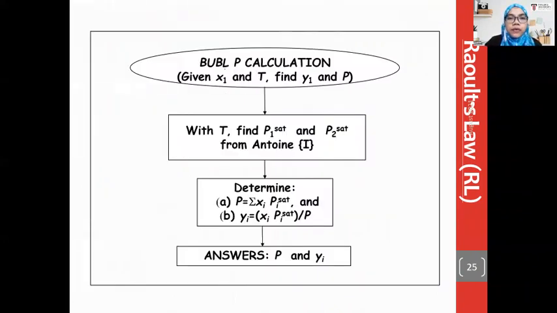Okay, to start, we have the bubble P calculation here. We need to find the pressure. In order to find it, we need to determine the P Antoine, or P saturation, using the Antoine equation for both species. Because T is given, we can simply determine the pressure. And then finally, you can determine the vapor phase based on this correlation.